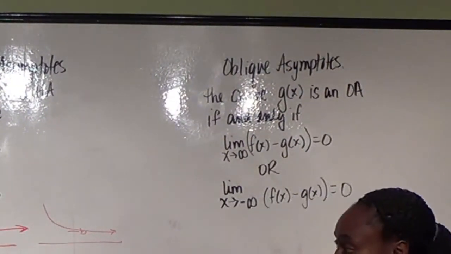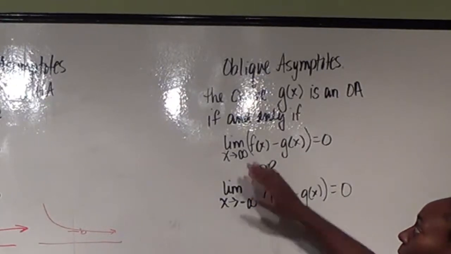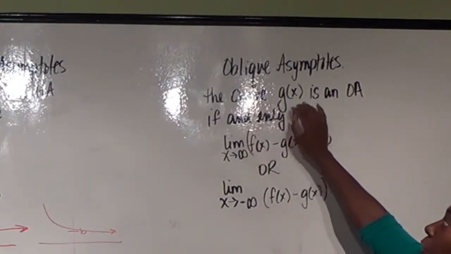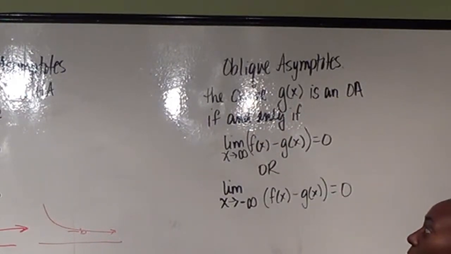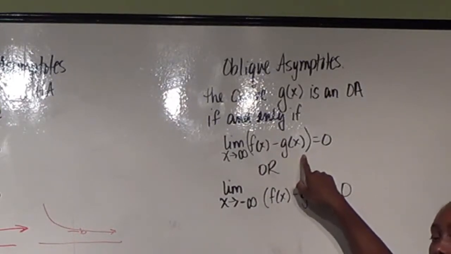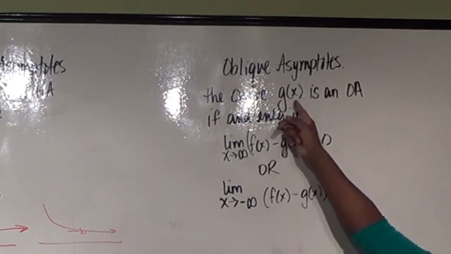This last case is a little trickier. So if I look at an oblique asymptote, this is one in which I'm now looking at a curve. It does not necessarily have to be a line, but the curve g of x is an oblique asymptote if and only if the limit of the difference between f and g as x goes to infinity comes out to be 0, or the limit as I go to negative infinity of the difference between f and g goes to 0. Then I have an oblique asymptote at g of x.